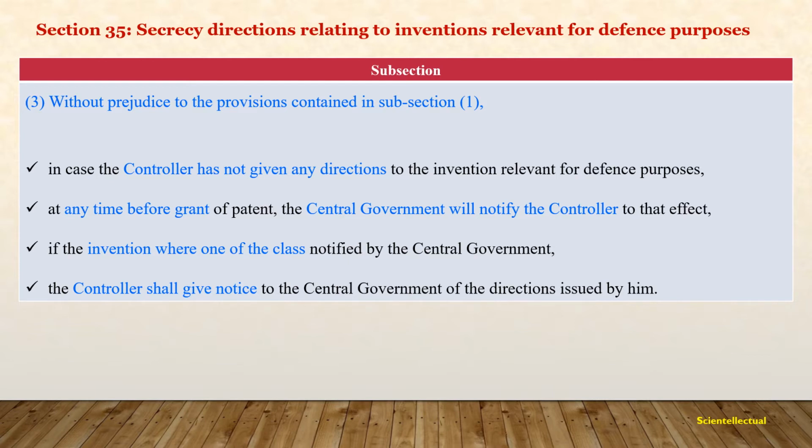That is, if in any case the controller missed that the patent application is relevant for defense purpose, and the central government finds that the patent application is related to defense purpose, then the central government notifies the controller that this invention is falling under the class notified by the central government. In that case, the controller then gives notice to the central government and directs accordingly.